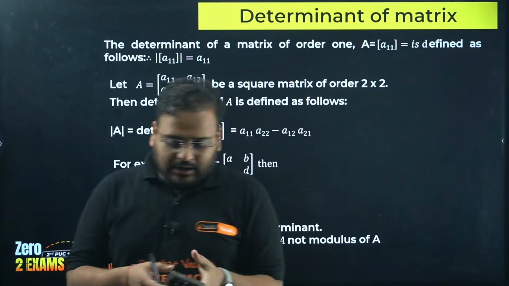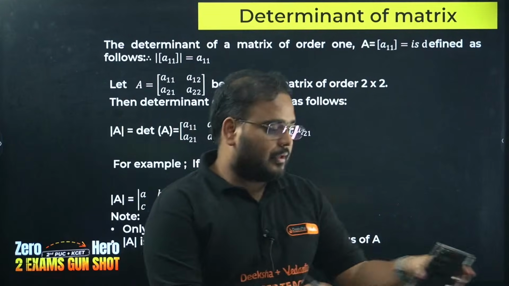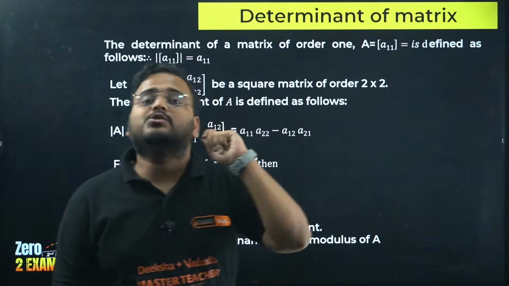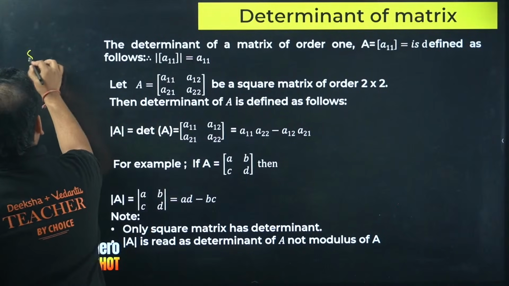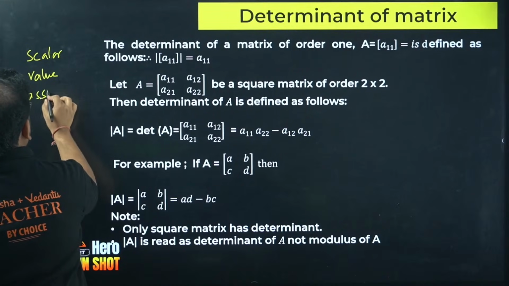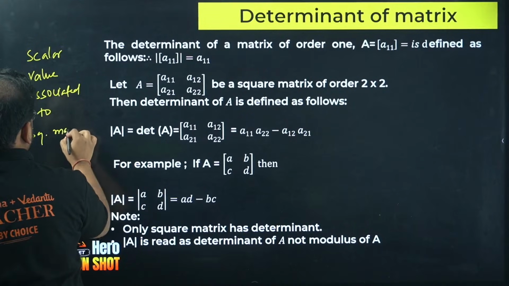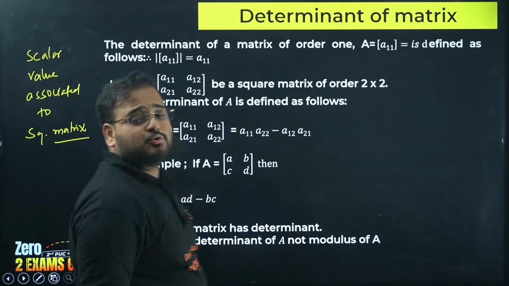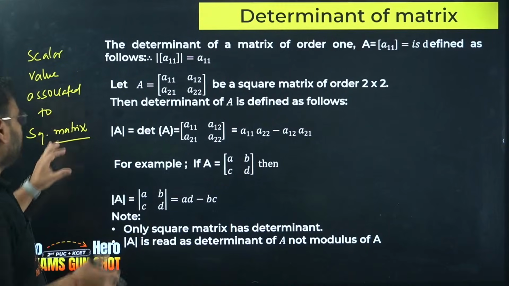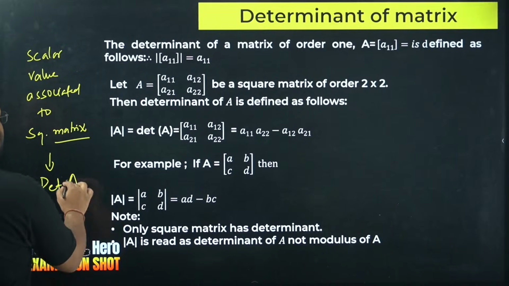Superb. Now so first thing first, have a look. Okay, so what do we have over here? Determinants of a matrix. So first thing is, this is what? This is a scalar value associated to a square matrix, whether it is 2 cross 2, 3 cross 3. So whatever type of matrix that you have, the scalar value that is associated to that is called the determinant. Let's say the matrix is A, then we call it determinant of A.